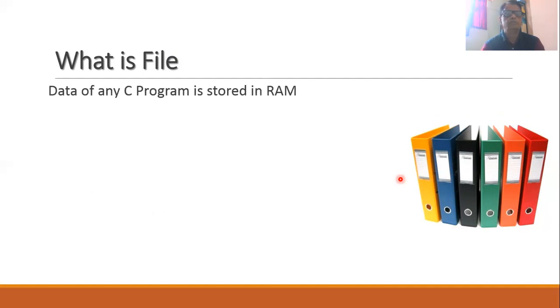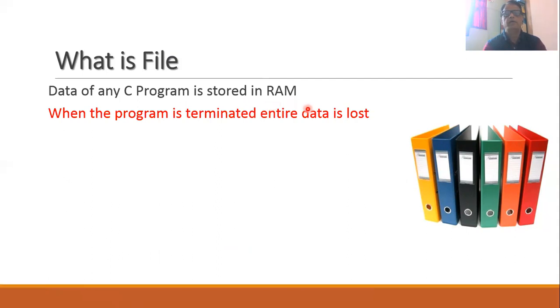the documents. In C programming, you will find that for any program, we need to have some input data and some output data. The data for any C program is normally stored in a memory called random access memory, or RAM. This RAM is a volatile memory, and therefore the data stored in the RAM will get lost when the program is terminated.